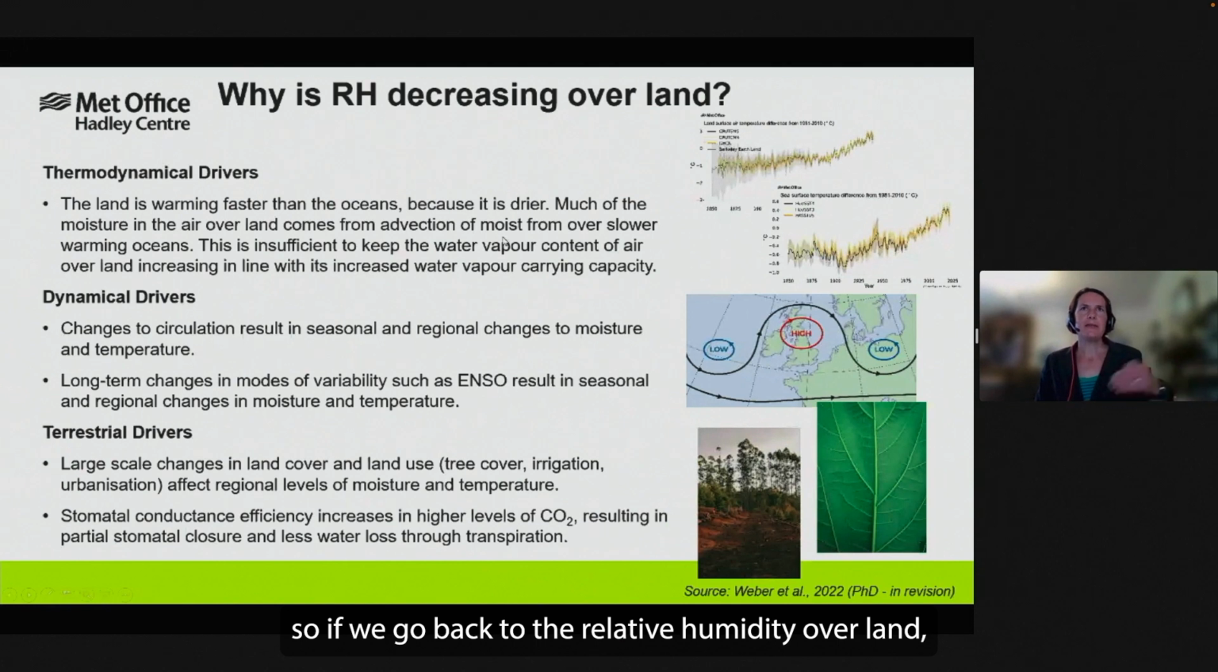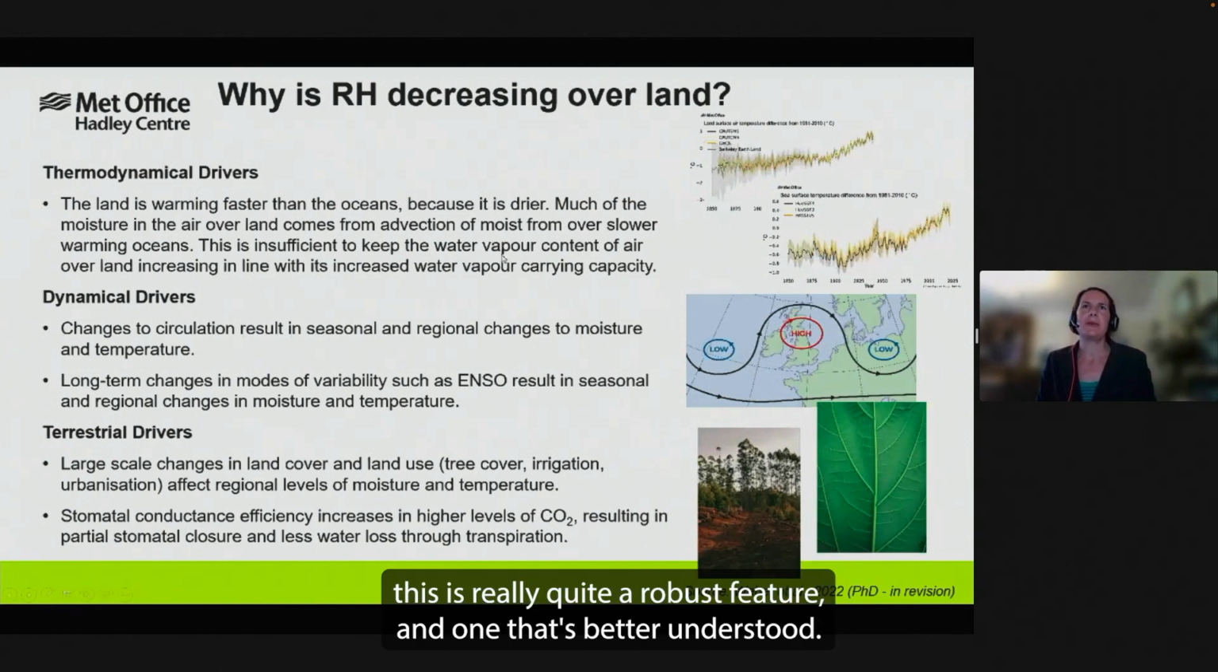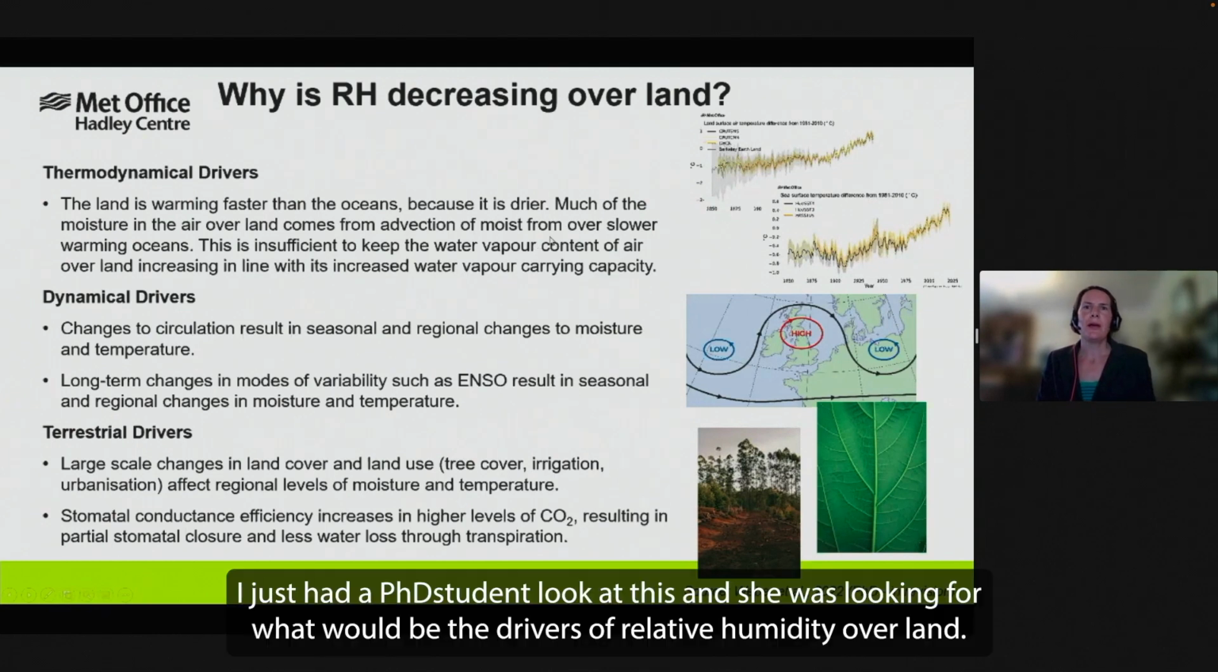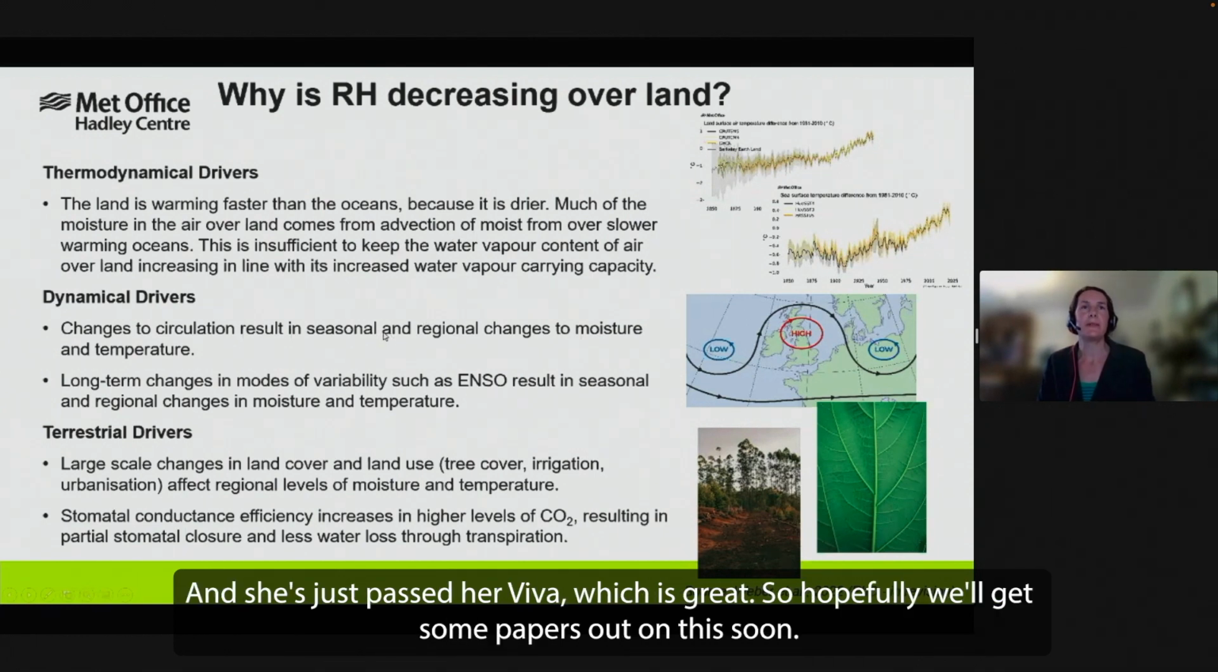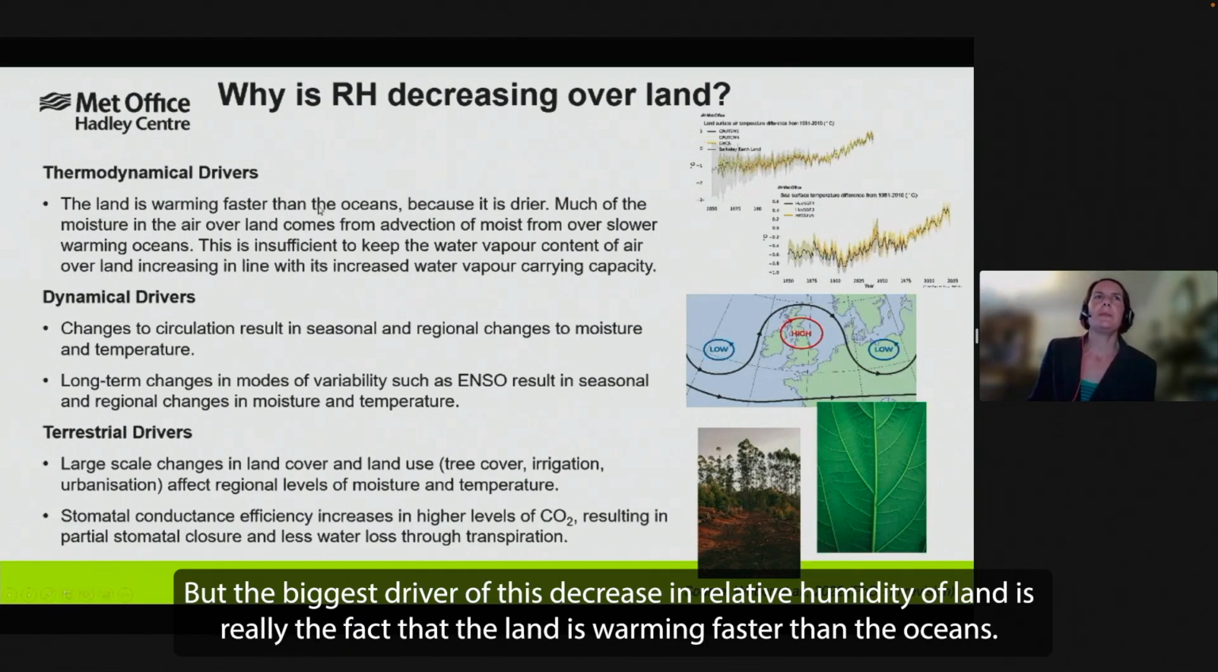So if we go back to relative humidity over land, this is really quite a robust feature and one that's better understood. I've just had a PhD student look at this, and she was looking for what would be the drivers of relative humidity over land, and she's just passed her viva, which is great, so hopefully we'll get some papers out on this soon. But the biggest driver of this decrease in relative humidity over land is really the fact that the land is warming faster than the oceans.